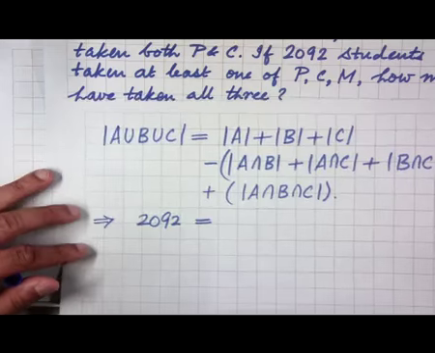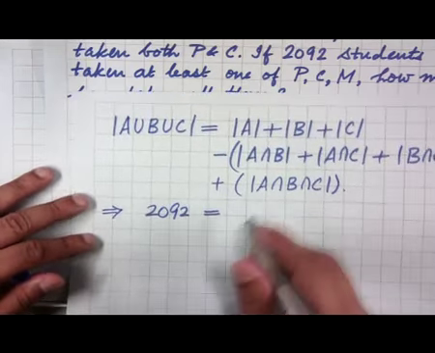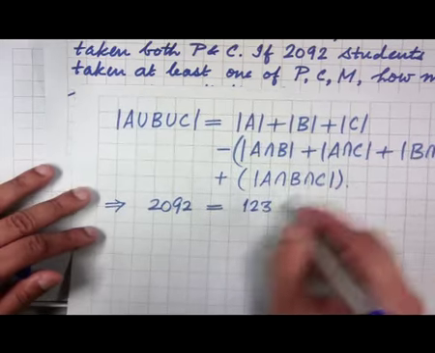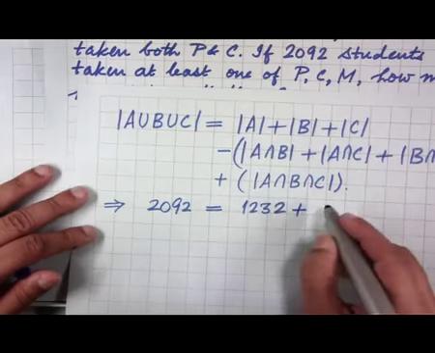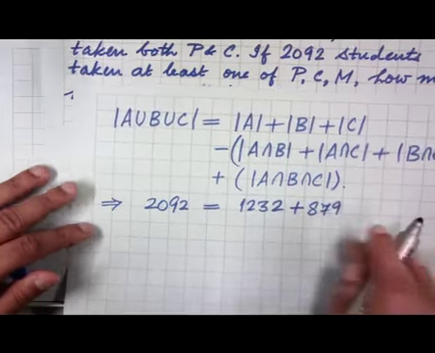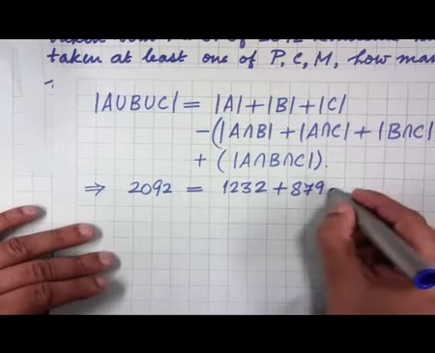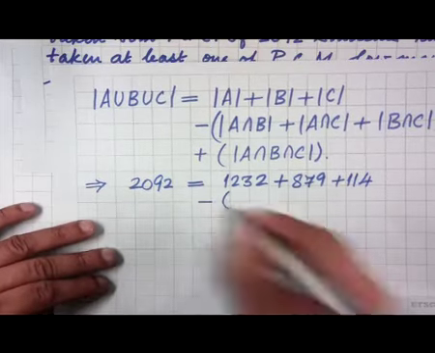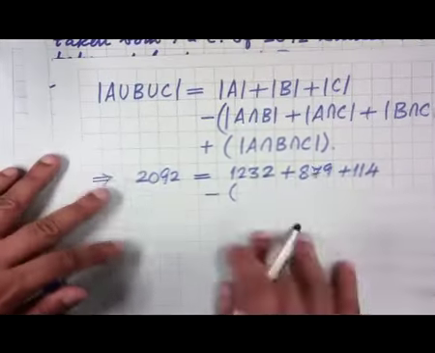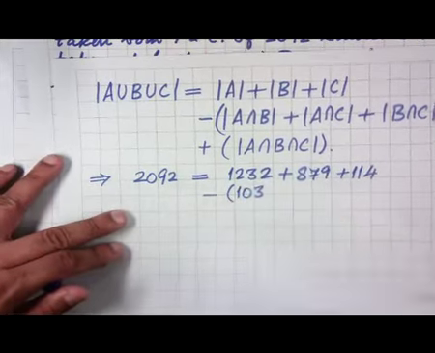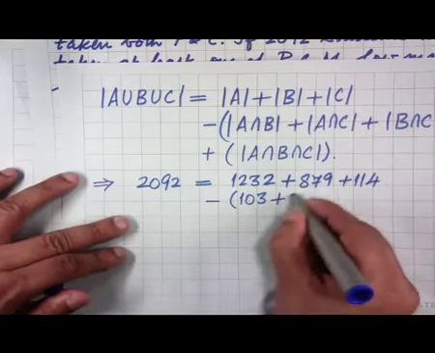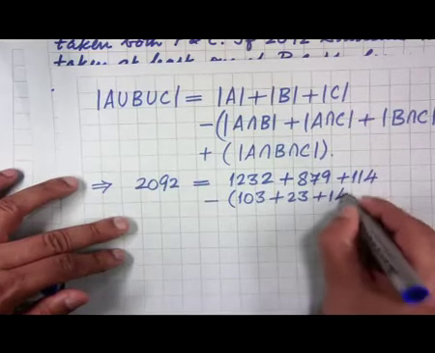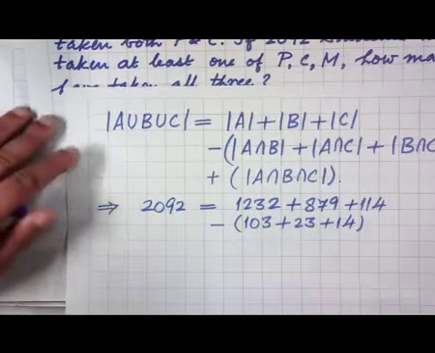In the first line of the right-hand side, I have to add the number of students who've taken at least one of these subjects. There is 1232 who've taken A, which is the same as M. There's 879 that have taken P or B, and 114 who've taken C. At the second level, I subtract all three of them: there's 103 who've taken M and P. There is 23 who've taken M and C, and there is 14 who've taken P and C.